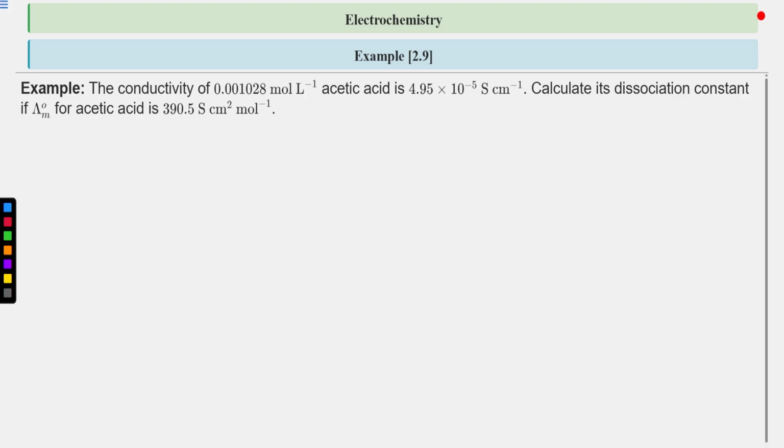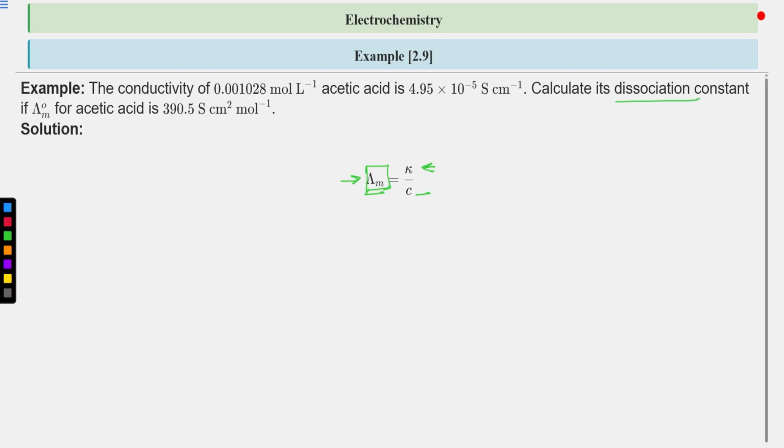Our next example is example 2.9, which says that the conductivity of acetic acid of this concentration is this. Calculate its dissociation constant if the limiting molar conductivity for acetic acid is this. When you solve it, you can use the formula relating limiting molar conductivity, kappa and concentration, because concentration is given, conductivity is given, and the limiting molar conductivity is already given, and you have to calculate the dissociation constant.